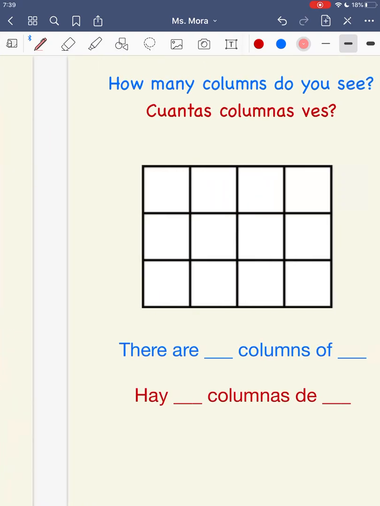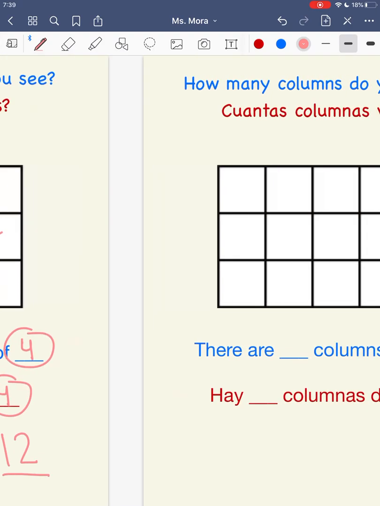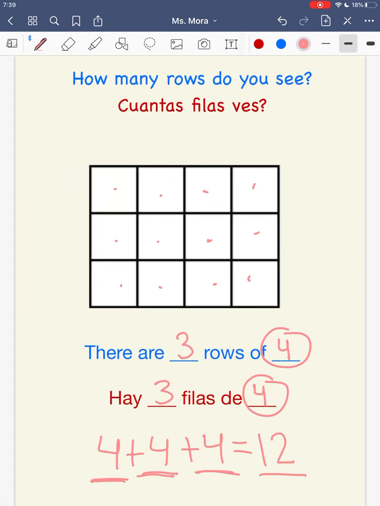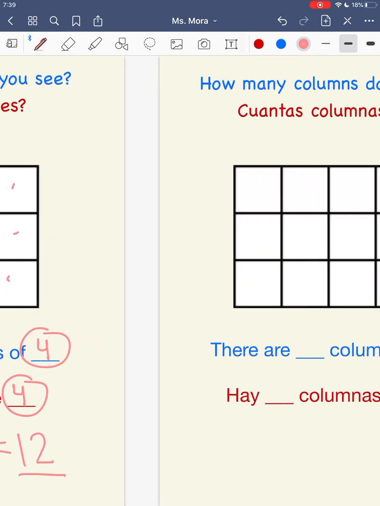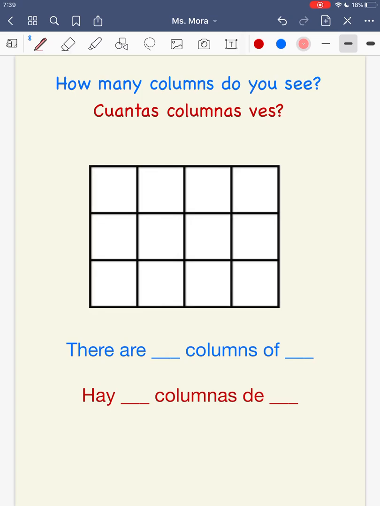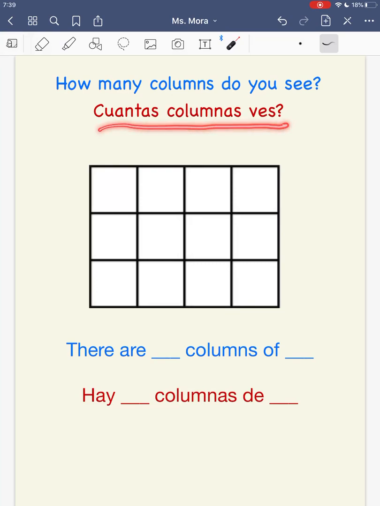So let's try another one. This array looks just like this one. Same array, but now I want to talk about the columns. So it says, how many columns do you see? Este conjunto se parece igual al otro que acabamos de hacer, pero ahora quiero hablar solamente sobre las columnas. Y dice, ¿cuántas columnas ves?